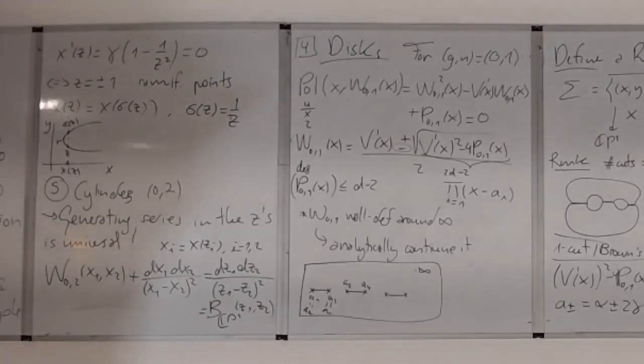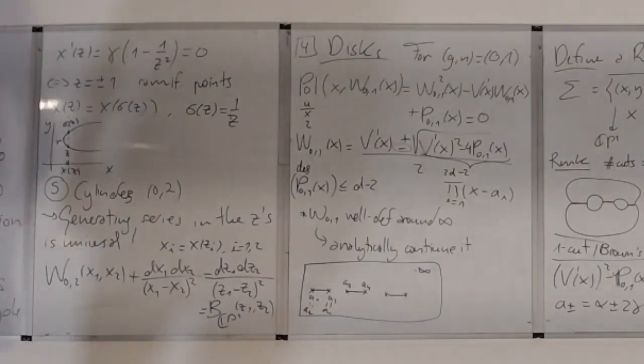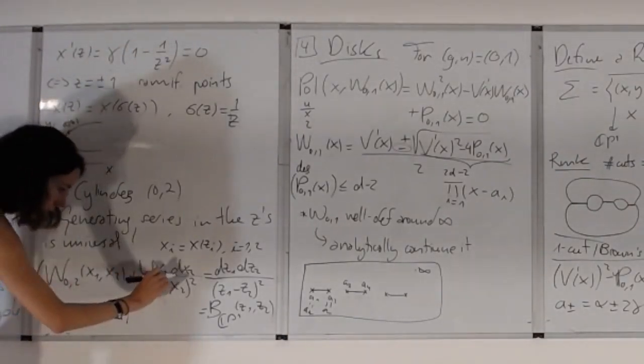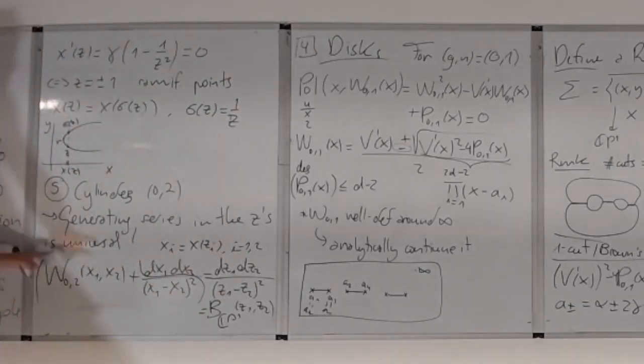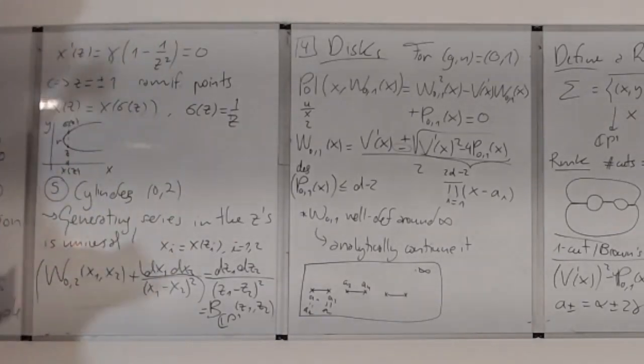Excuse me, Elba. So far, did you put a dx1, dx2 in the definition of W02? Sorry? Was there a dx1, dx2 in your general? No. Yeah, thank you. This is very good. This is a mistake. The dx1, dx2 should be multiplying the W02 because the W02 is a function and we want it to be a differential. Thank you.